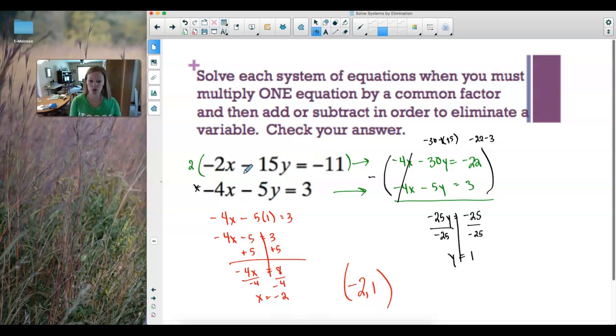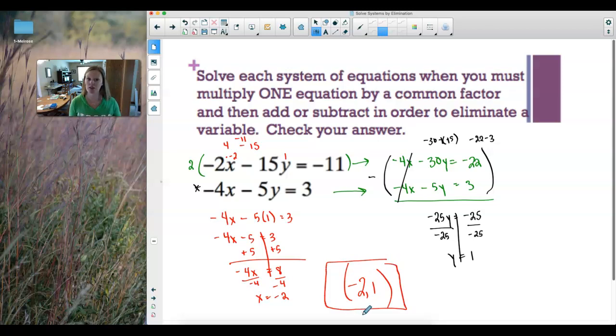Okay, now let's just make sure that works in the first equation. If I put negative 2 in for x and 1 in for y, that is 4 minus 15, and 4 minus 15 is negative 11. So it does work. My equation is correct.